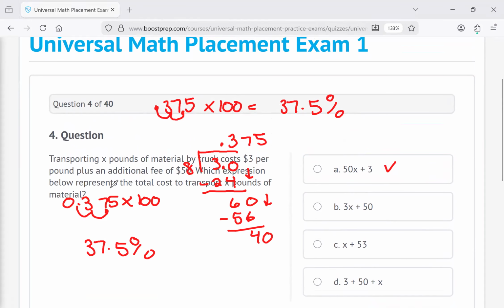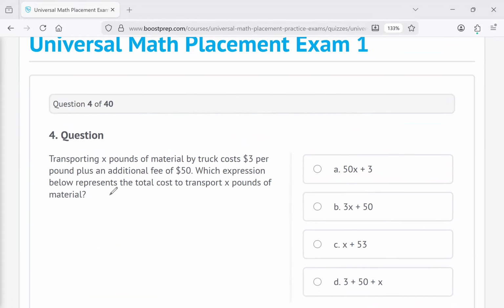Okay. Question 4 says transporting X pounds of materials by truck costs $3 per pound plus an additional fee of $50. Which expression below represents the total cost of transporting X pounds of material? So this is a linear equation. It's in the form of y equals mx plus b. If you look at all the choices, they're all in the form of y equals mx plus b. So that's how I know it's related to linear.